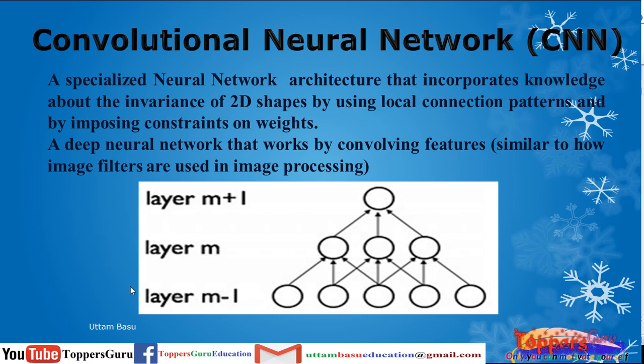The fully connectedness of these networks makes them prone to overfitting data. Typically, ways of regularization include adding some form of magnitude measurement of weights to the loss function. CNNs take a different approach towards regularization. They take advantage of the hierarchical pattern in data and assemble more complex patterns using smaller and simpler patterns. Therefore, on the scale of connectedness and complexity, CNNs are on the lower extreme.